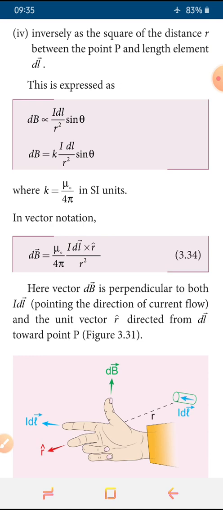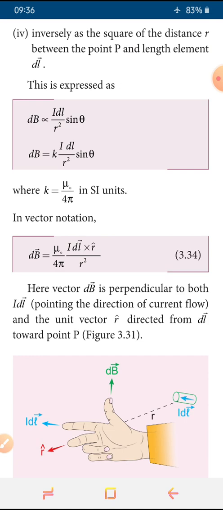We are combining all these equations. All these 4 points are combined together. Then the statement can be written as dB proportional to IDL divided by r square sin theta, and there is a proportionality here. To remove the proportionality, we can use a constant. So after adding the equal sign, we can use a constant k. Then the formula will become dB is equal to k IDL divided by r square sin theta.